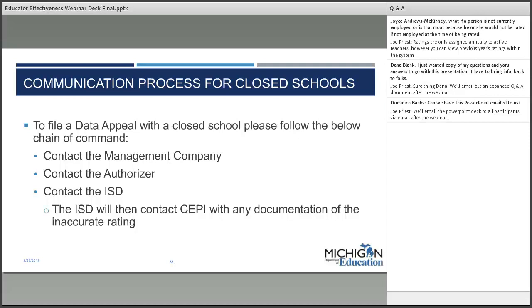As we mentioned, this is not a time for you to contest the rating that you were given. This is actually if there was a data entry error. Sometimes there have been systematic things that have happened where bad data just gets entered. So they will have the paper copies of the rating that you actually received, so that they can go ahead and confirm that it should be appealed. From there, we would have you contact the ISD that was overseeing the PSA. And then the ISD can contact CEPI with any of the documentation to support the inaccurate rating, and we'll get that data appeal submitted. That is on the CEPI website as well. So if you're having trouble getting people to buy into that process, you can always go ahead and refer them to us.